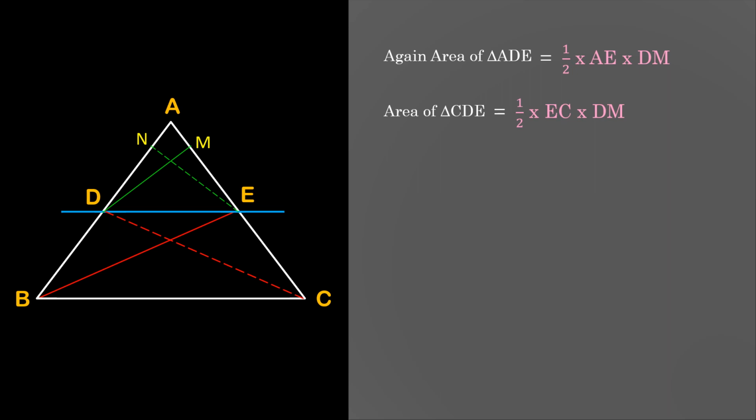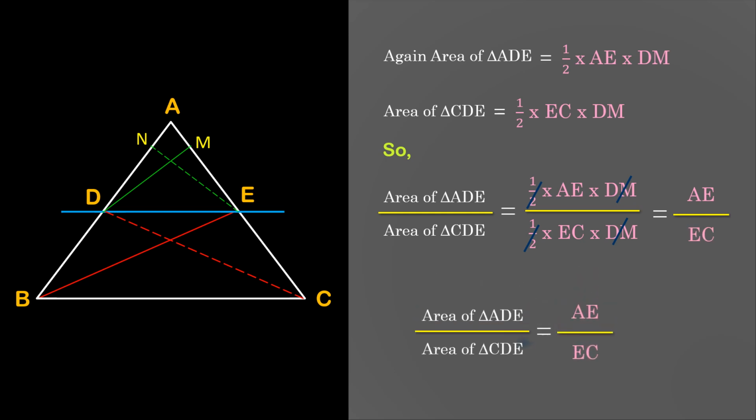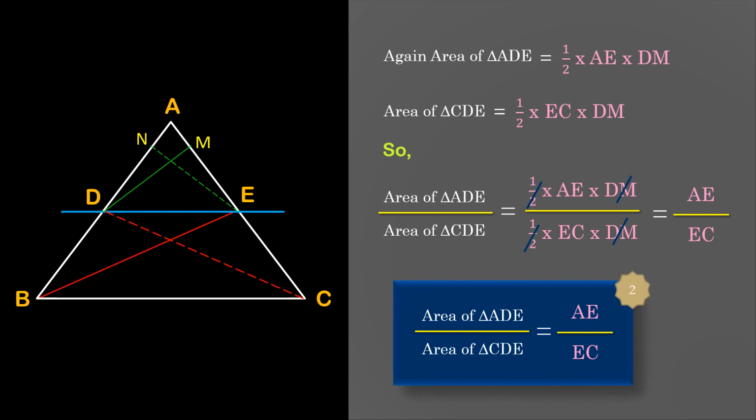We are going to make the ratio for these two areas. So the area of ADE by area of CDE equals half into AE into DM by half into EC into DM. Half gets cancelled and DM gets cancelled. The result is AE by EC. That means area of triangle ADE by area of triangle CDE equals AE by EC. Let us memorize this as 2.